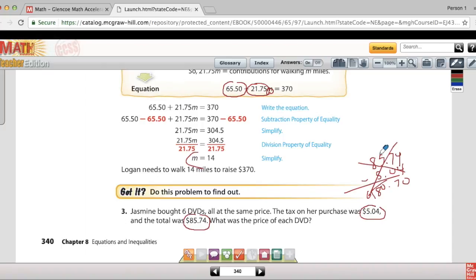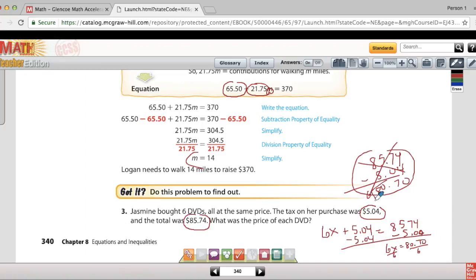So the way this would look, basically what you just did up here in algebraic terms is each CD costs a certain amount. And we know that he or she bought 6 CDs, so we're going to say 6x. And then we're going to add in the tax, which is $5.04, to get us to the total amount, which was $85.74. And we essentially do the same thing we did here. We're going to take away $5.04 from both sides. And we get 6x equals 80.70. Divide by 6, divide by 6, the exact same thing we did up here.